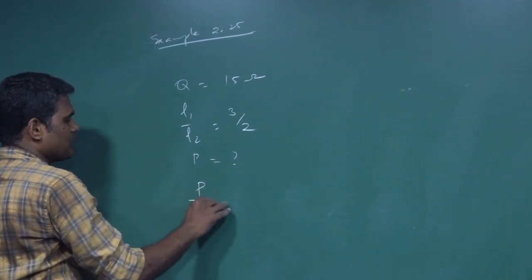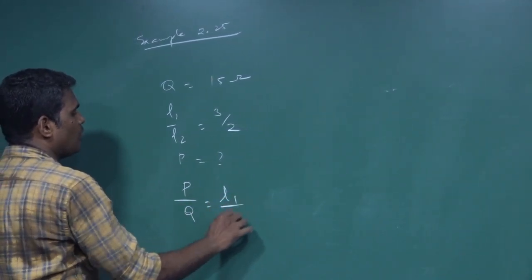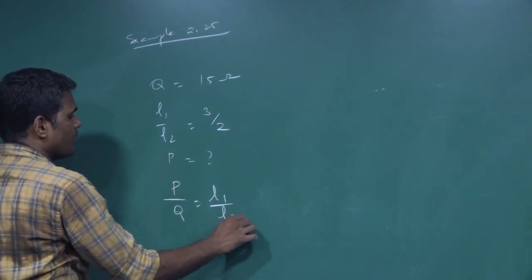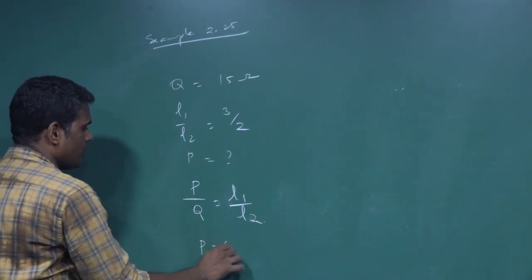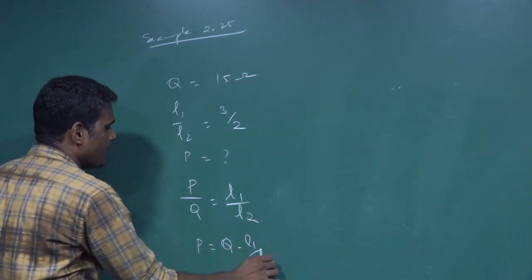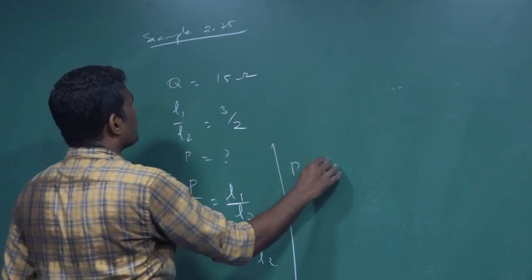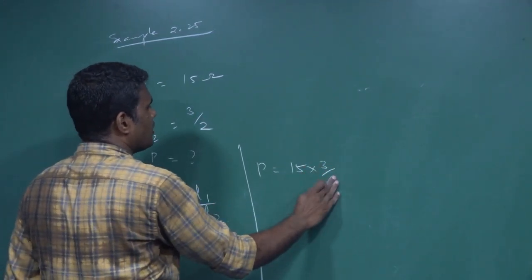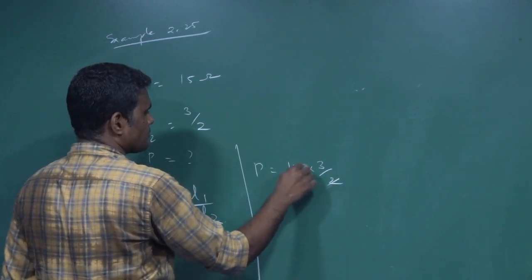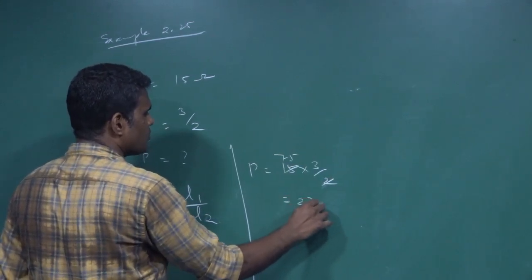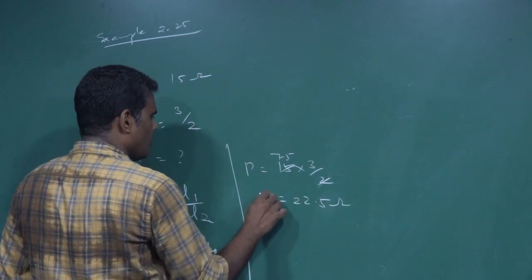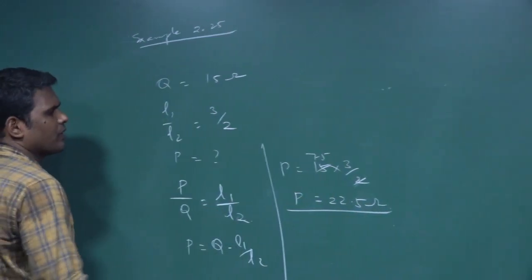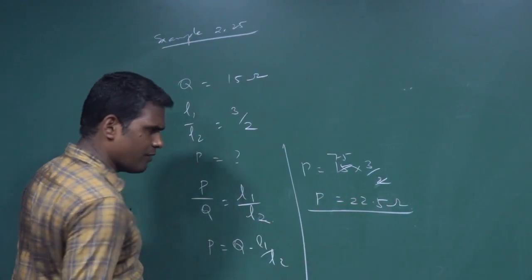As per the expression, P by Q is equal to L1 divided by L2. P equals Q into L1 by L2. Q is 15, L1 is 3, L2 is 2. So 15 into 3 by 2 is 22.5 ohm. What do you understand from this problem? The unknown resistance value is 22.5 ohm.